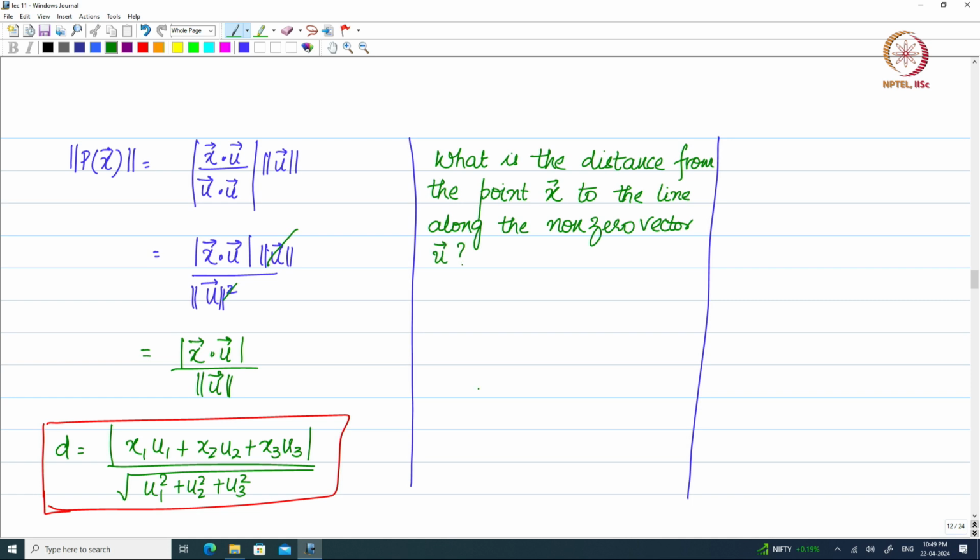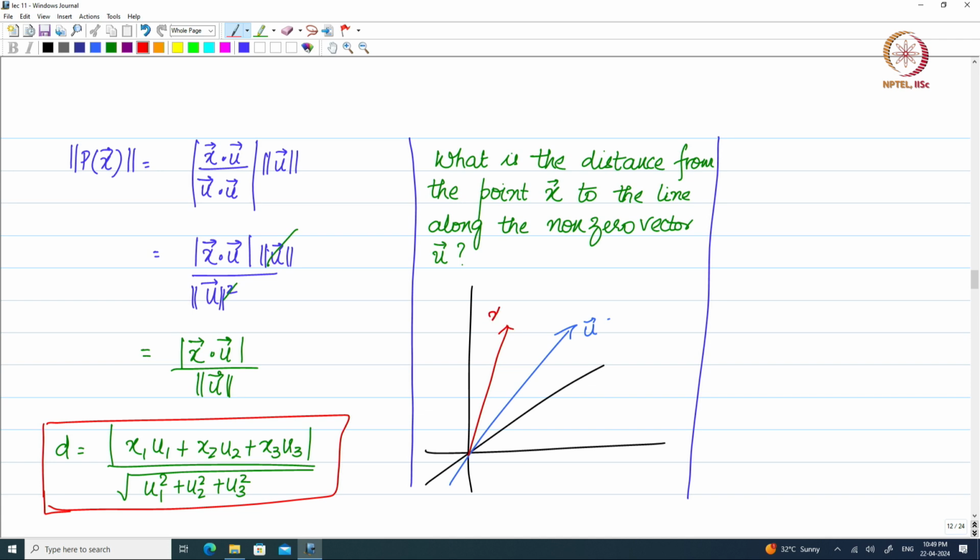So, how do we look at that? Basically, let me again draw the coordinate axis and let me have my vector u. Let us say this is the vector u that I have, and let us take another vector, say x, and we want to find out this distance. This is basically the projection of the vector x along the direction of u.